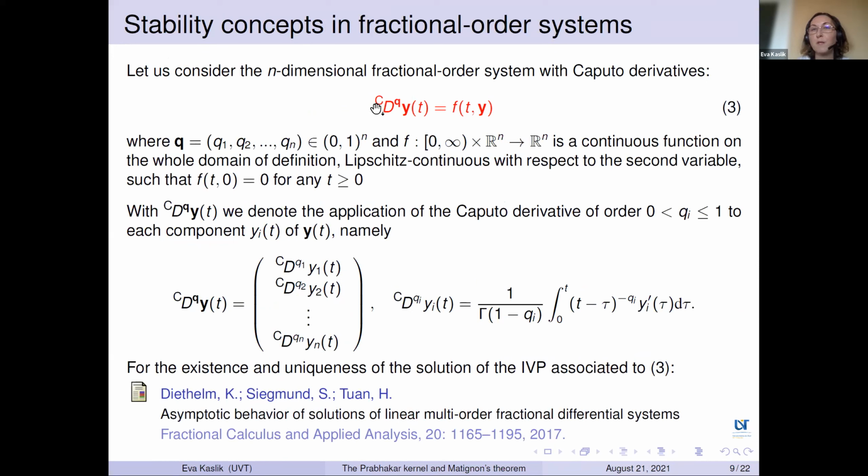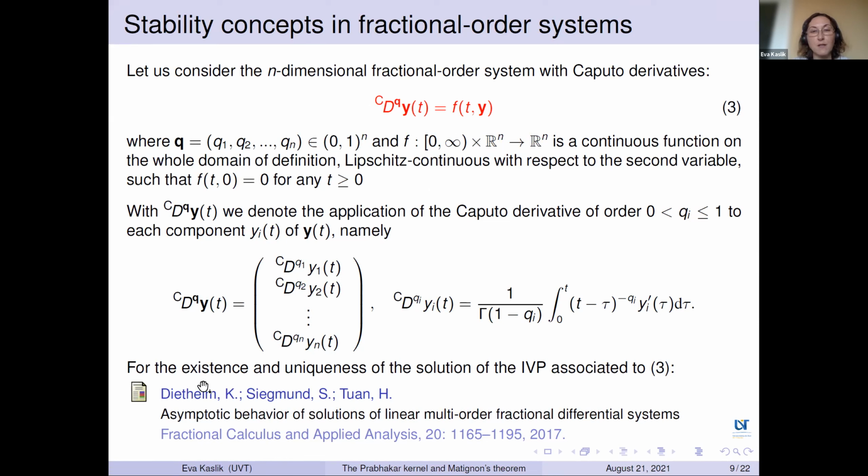Okay, now what I would like to talk about shortly are some stability concepts for general n-dimensional fractional order systems with Caputo derivatives. So I have just considered this system where the fractional orders could be multiple, so not necessarily equal fractional orders belonging to the interval (0, 1). The function f is considered to be continuous on the whole domain of definition and Lipschitz continuous with respect to the second variable.